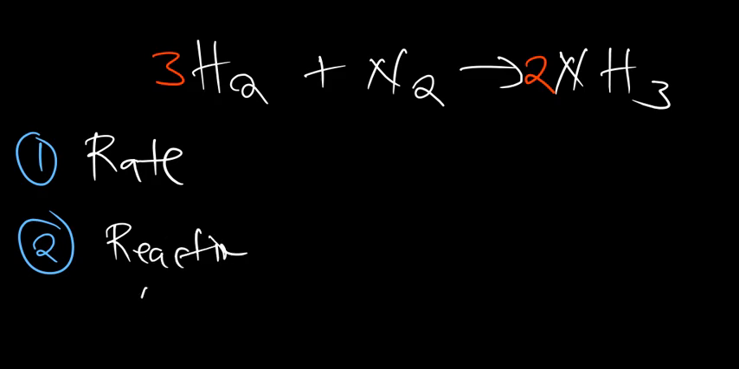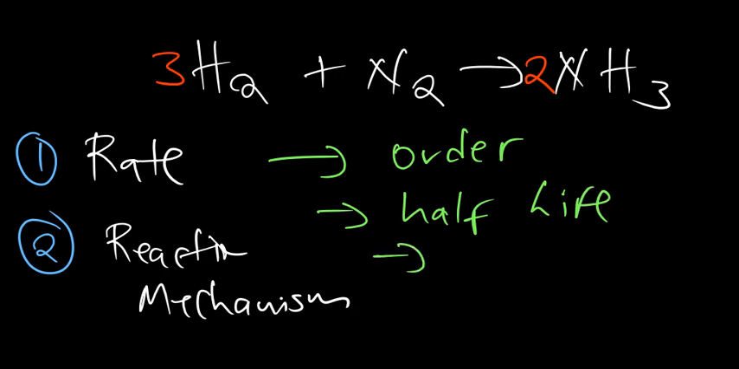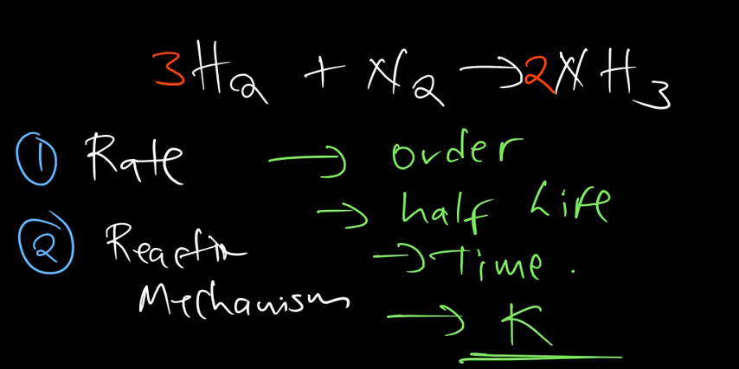Okay. So there are a few other things that we'll also be interested in that are related to the rates. Things like the order of the reaction, the half-life, the time. And then when you go to the Arrhenius equation, there's one important component I've left out. There's also the constant K. Okay, the reaction constant.